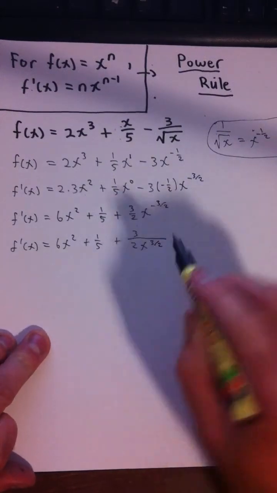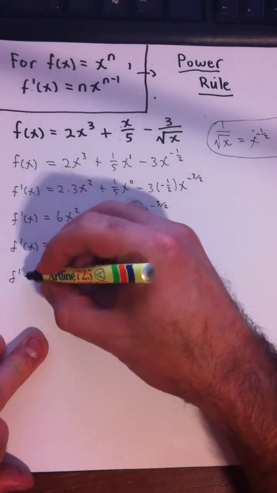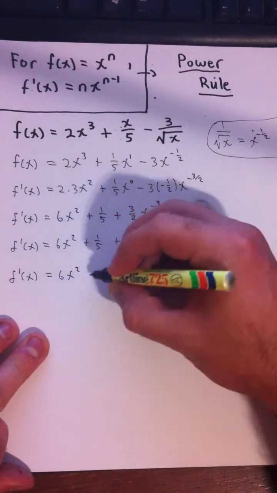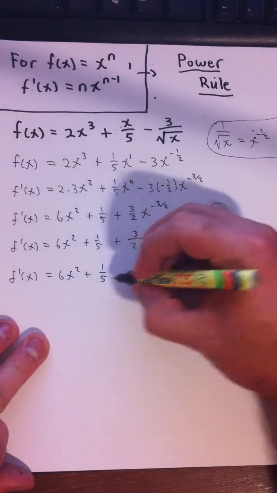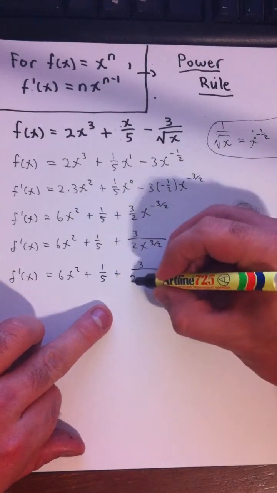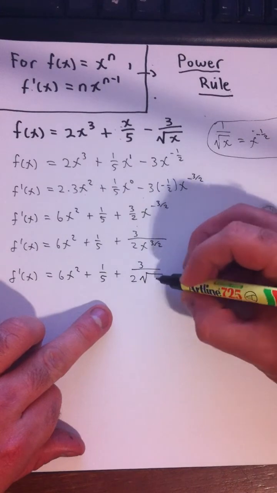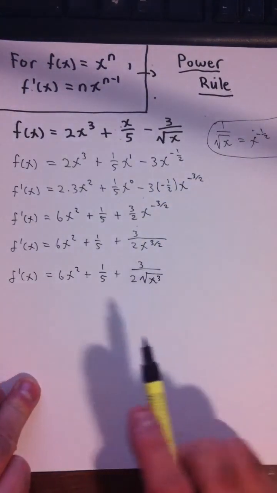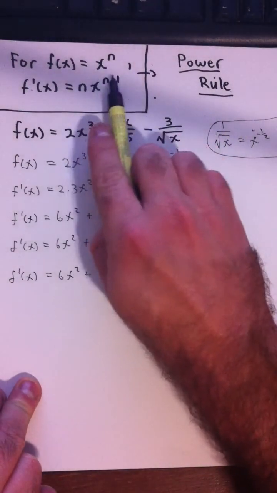I just like to write it in surd form, so I'll do one more step here. f prime of x equals 6x squared plus 1 over 5 plus 3 over 2 times square root of x cubed. And that is it. That's how easy the power rule is. You just apply that simple formula.